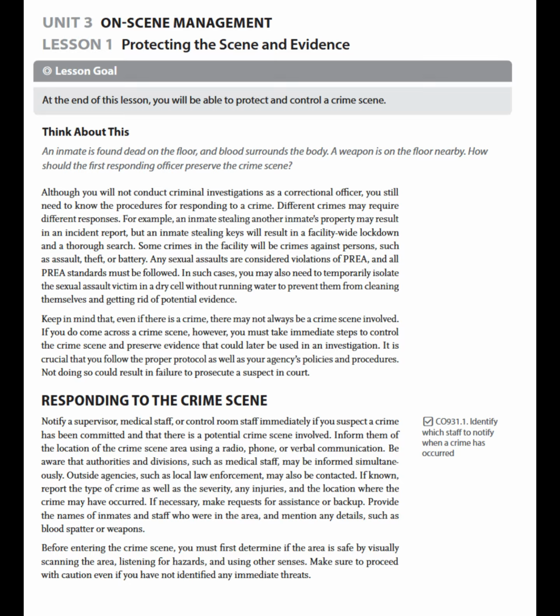Think about this. An inmate is found dead on the floor, and blood surrounds the body. A weapon is on the floor nearby. How should the first responding officer preserve the crime scene?